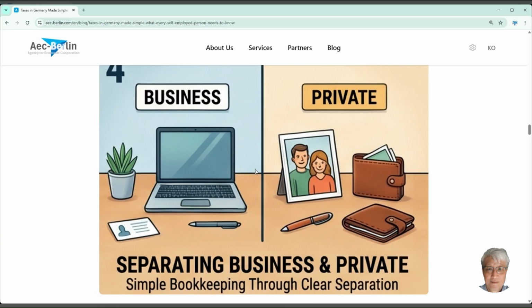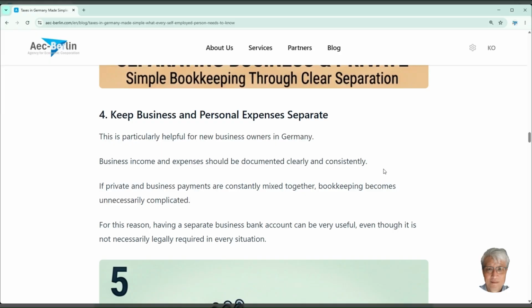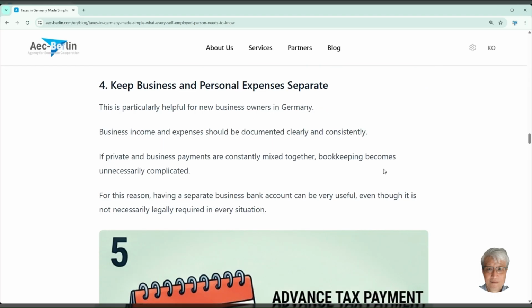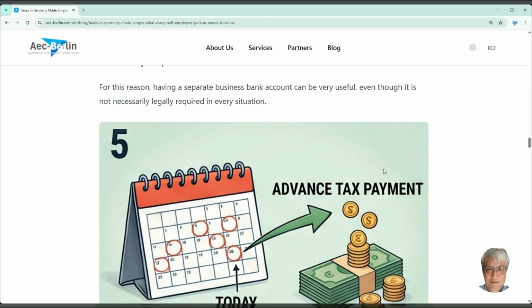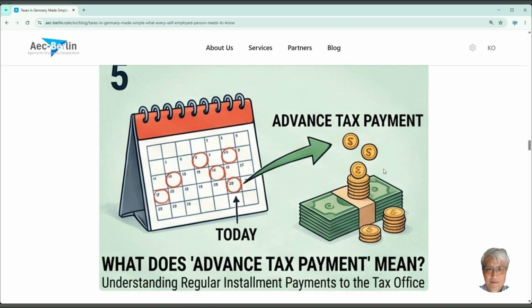4. Keep business and personal expenses separate. This is particularly helpful for new business owners in Germany. Business income and expenses should be documented clearly and consistently. If private and business payments are constantly mixed together, bookkeeping becomes unnecessarily complicated. For this reason, having a separate business bank account can be very useful, even though it is not necessarily legally required in every situation.